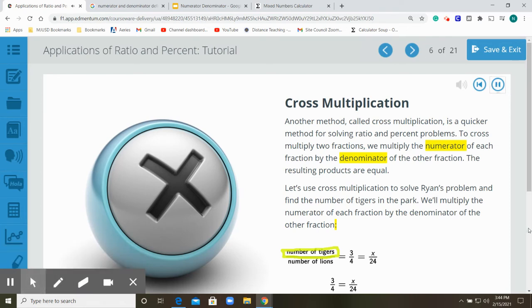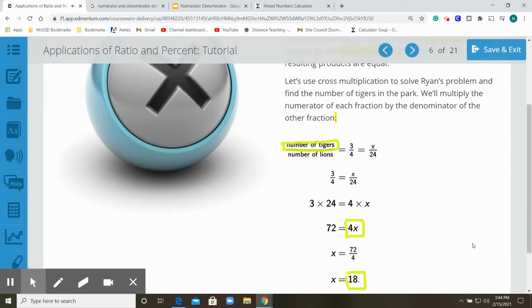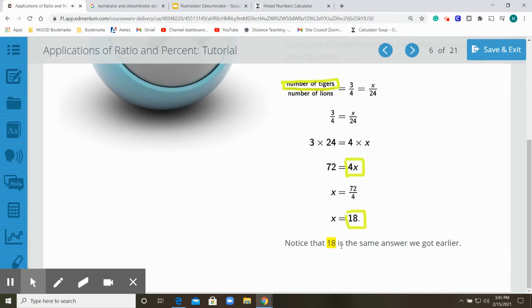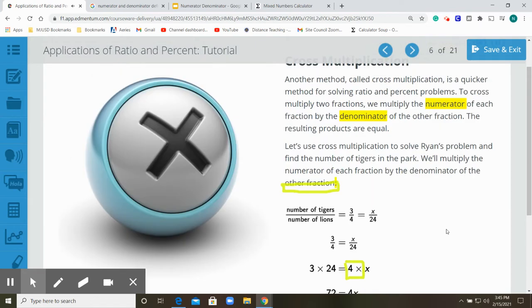To solve Ryan's problem and find the number of tigers in the park, we will multiply the numerator of each fraction by the denominator of the other fraction. Number of tigers over number of lions equals 3/4 equals x over 24. 3 times 24 equals 4 times x. 72 equals 4x. X equals 72 over 4. X equals 18. Notice that 18 is the same answer we got earlier.